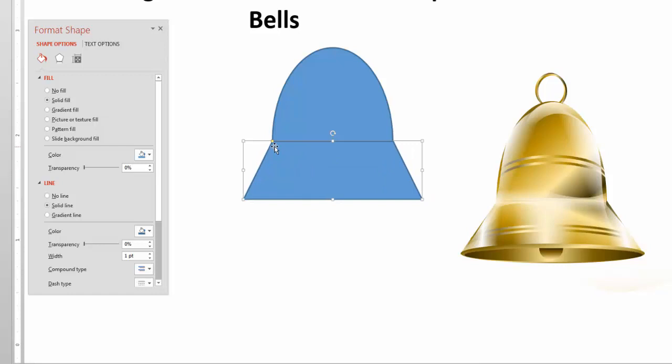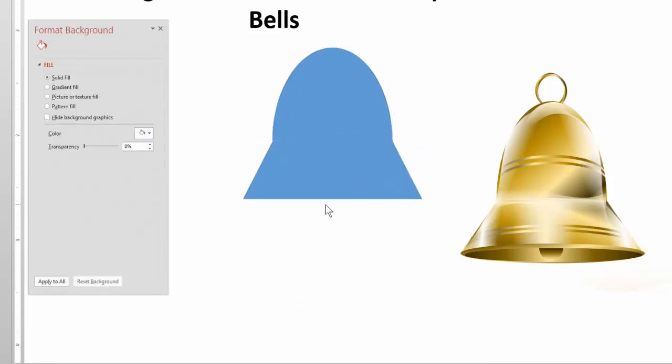And there it is. So with two shapes, you got a very simple bell shape. We're going to get rid of the outlines, and we have that. So now we have to apply our color to it. So we're going to use a gold color.